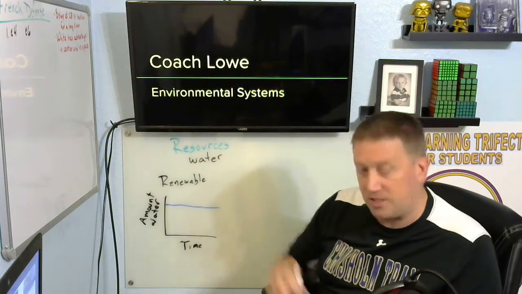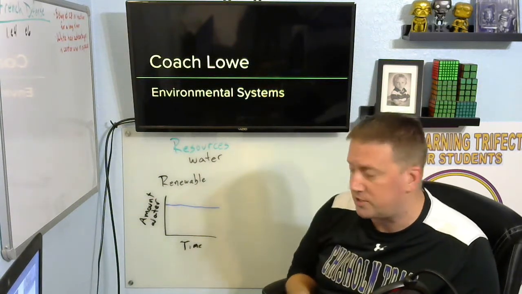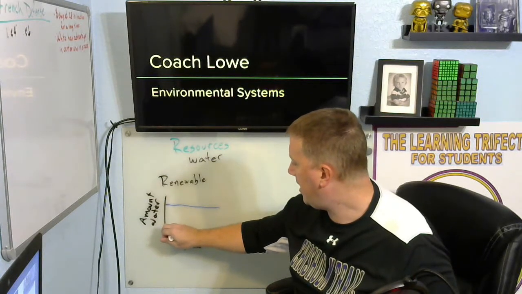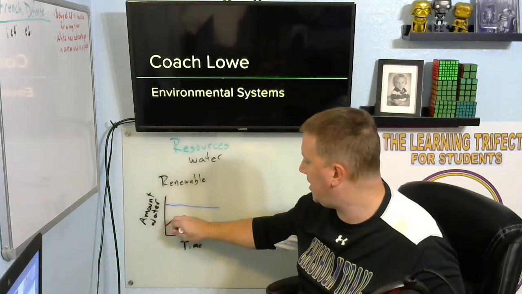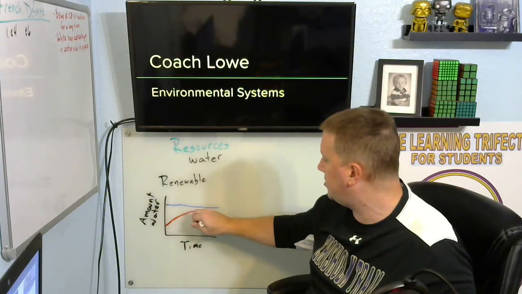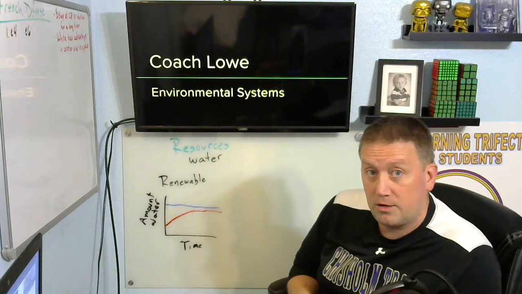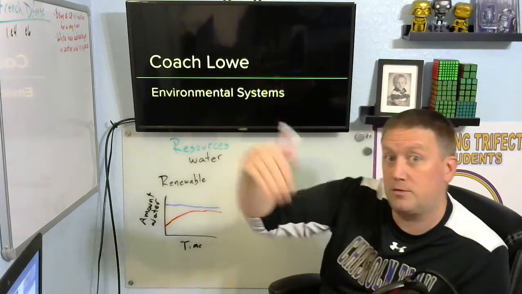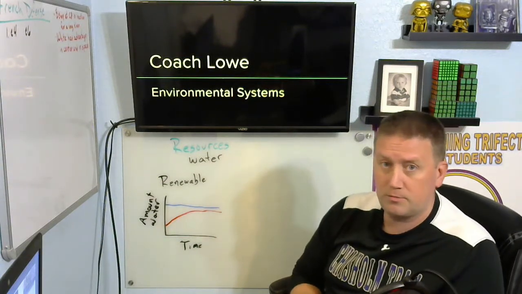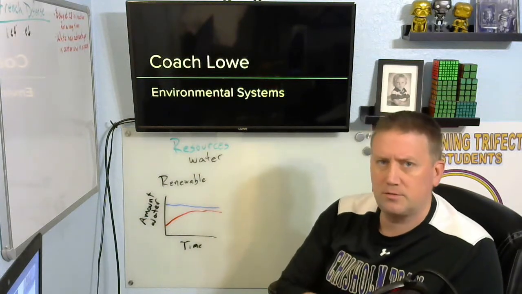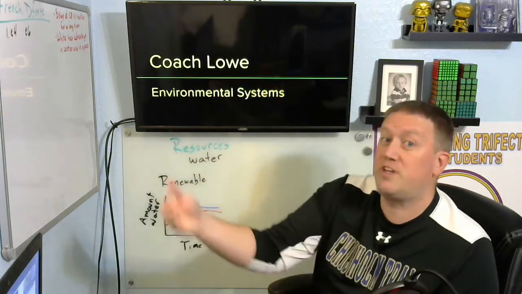Now, if humans, remember red is human use, humans are using that water, and let's say water use increases and levels off, and it doesn't reach the amount of water that the water cycle is replacing, then we still have water that's left. Right? We're not using up all of the water.